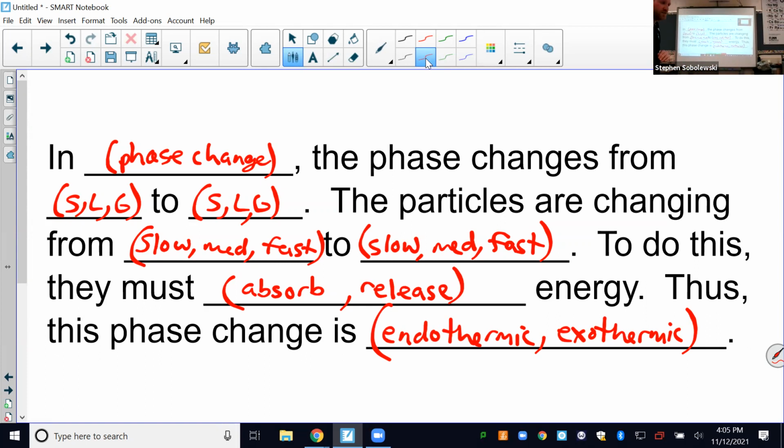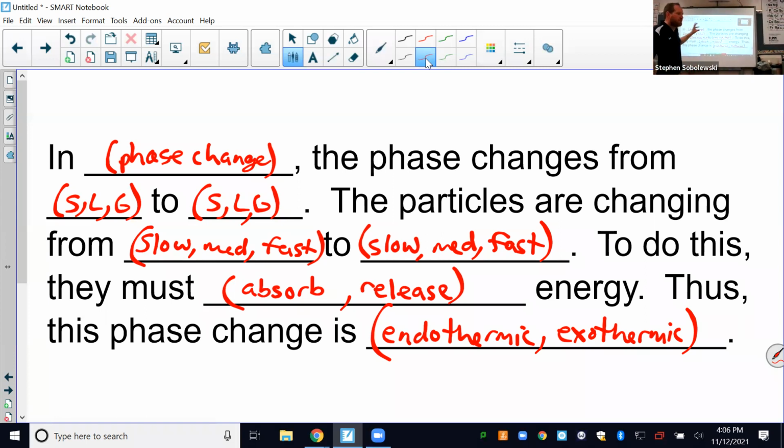Okay, so with our condensation example, here's what we're going to say. In condensation, the phase changes from gas to liquid. The particles are changing from fast to medium. To do this, think about it, fast to medium, what do they have to do? To do this, they have to release energy. Thus, this phase change, condensation, is exothermic. If the particles have to release energy to slow down, it's going to be exothermic.